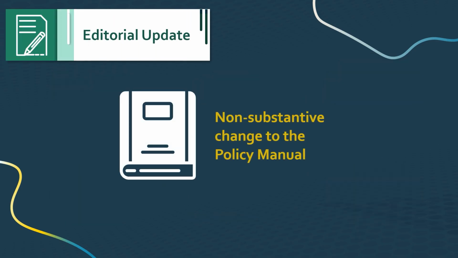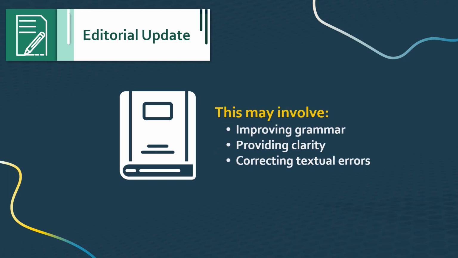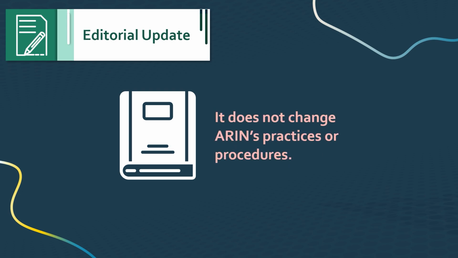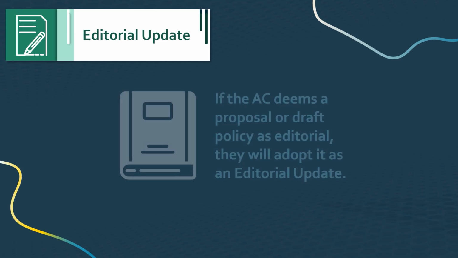An editorial update is a non-substantive change to the policy manual. This may involve improving grammar, providing clarity, or correcting textual errors. It does not change ARIN's practices or procedures. If the AC deems a proposal or draft policy as editorial, they will adopt it as an editorial update.